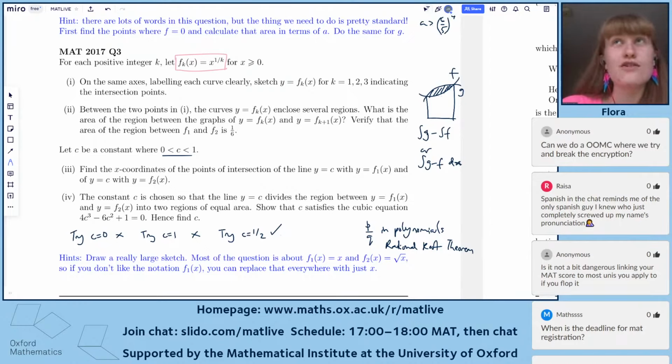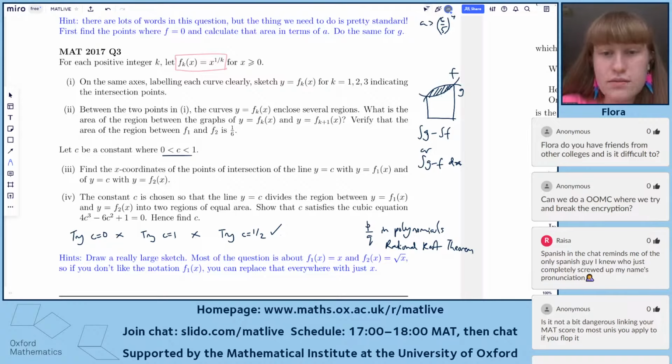Ooh, someone's asked me a question. Has that question just disappeared? Did I click the cross by accident? Was it, do you have friends from other colleges? Gone. Slido's a bit weird sometimes. Oh, okay, it's appeared now. It just took a minute to appear.